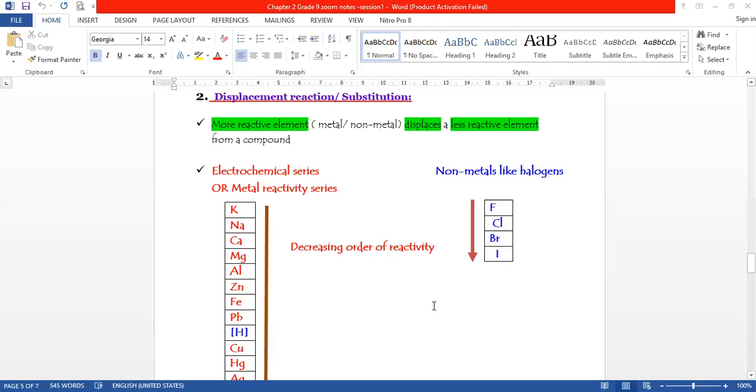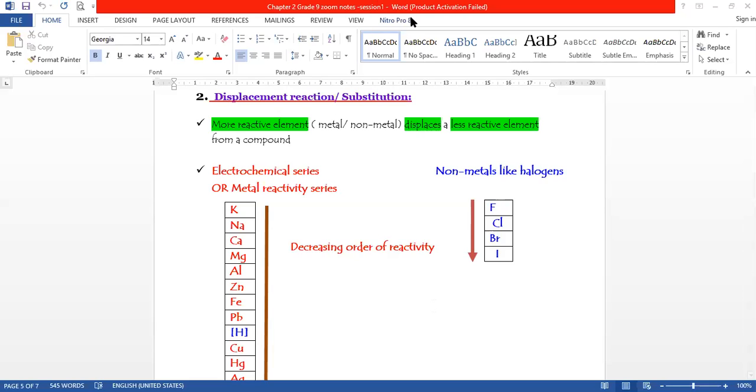Displacement reaction is also known as substitution reaction, because basically what happens in a displacement reaction is that one element goes and substitutes another element from the compound, taking its place. We have studied the general equation for displacement reaction. It was A plus BC giving you AB plus C.